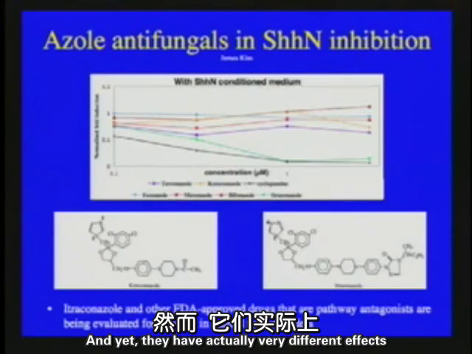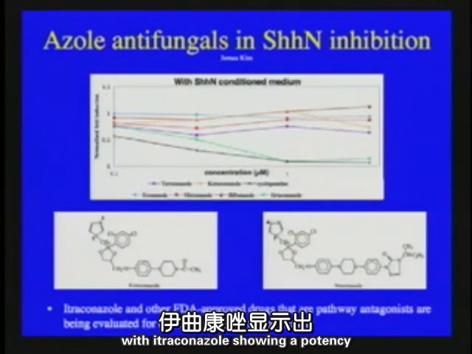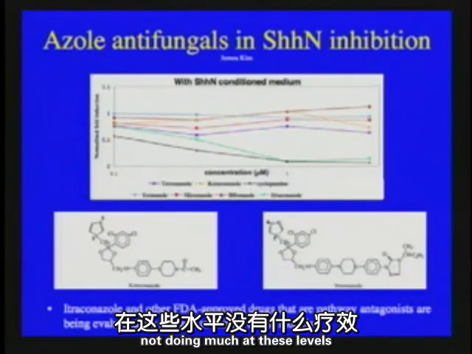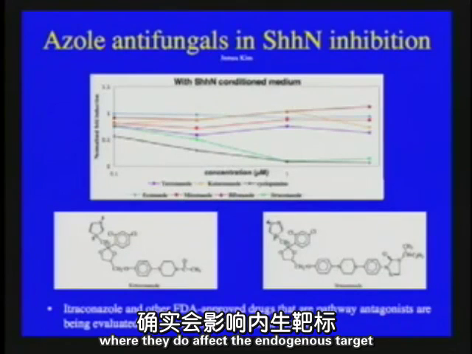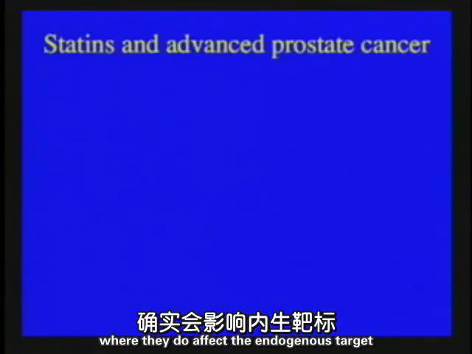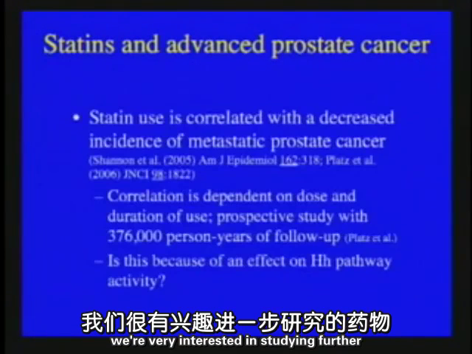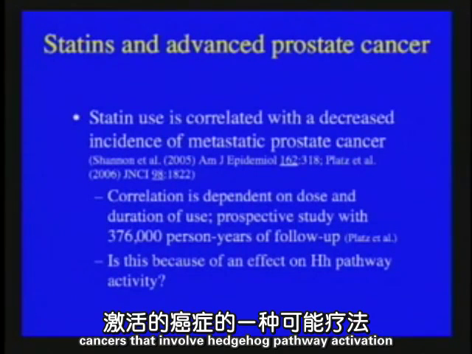And yet they have actually very different effects on hedgehog pathway activity, with itraconazole showing a potency that's not too dissimilar from cyclopamine, and these other azole antifungals basically not doing much at these levels. And these are levels, by the way, where they do affect the endogenous target. And so itraconazole is a drug that we're very interested in studying further to test whether it may be a possible therapy for cancers that involve hedgehog pathway activation.